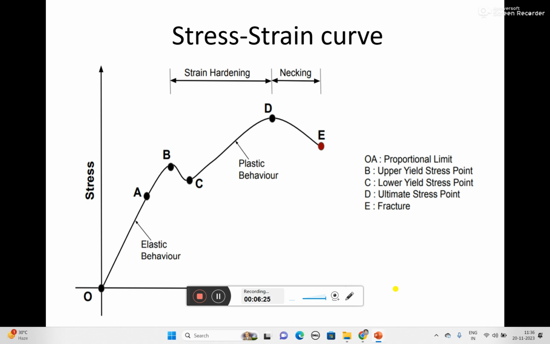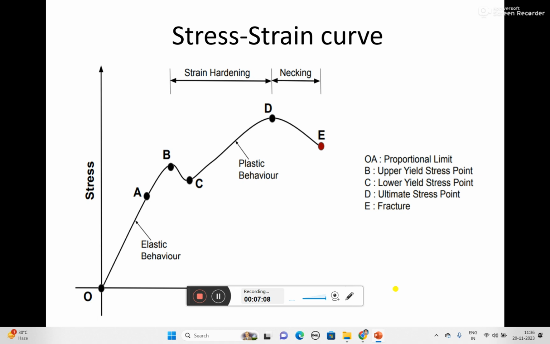Beyond that, if you keep on increasing the load, the stress values keep on increasing, and at one particular point the material will be subjected to permanent deformation. It will lose its elastic behavior. That happens at point B, the upper yield stress point. Point C is known as the lower yield stress point, point D is the ultimate stress point, and point E is the fracture point.